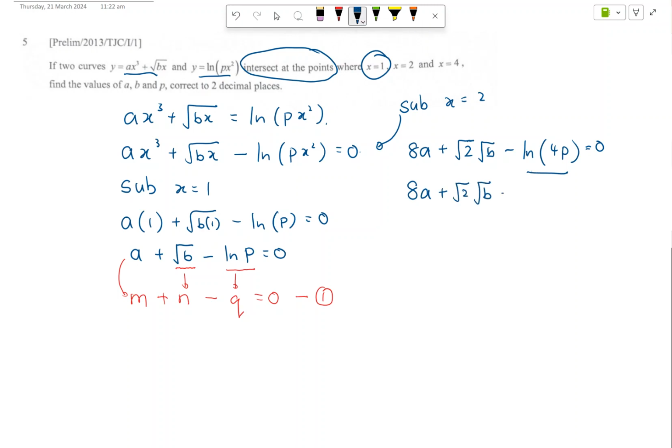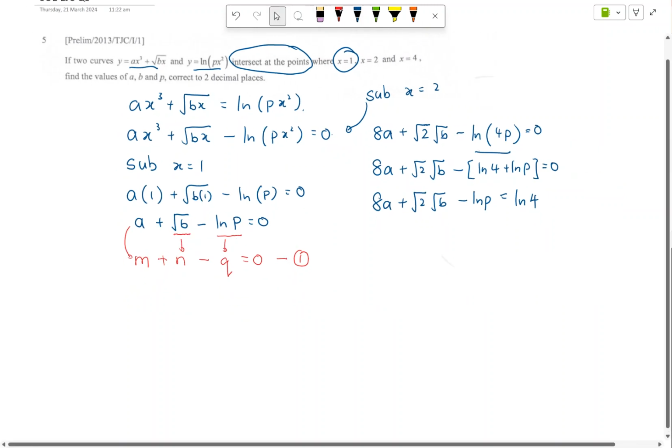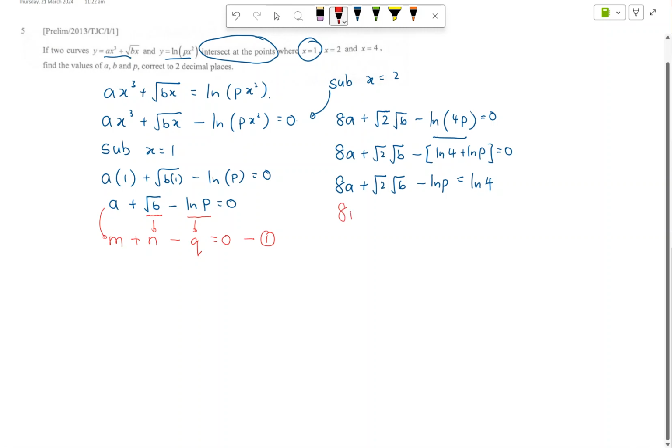When you have ln of a product, this equals ln 4 plus ln p. ln uv equals ln u plus ln v. Then I simplify the equation because I need to keep all my variables on one side. ln p is here, the negative ln 4, I bring it to the right side. I will get my second equation. In terms of m, n, and q, it will look like this: 8m plus root 2n minus q equals ln 4. And that is my second equation to key into my system of equations in the GC.